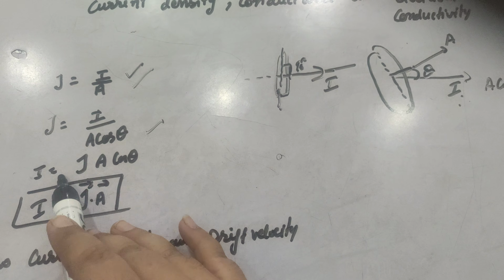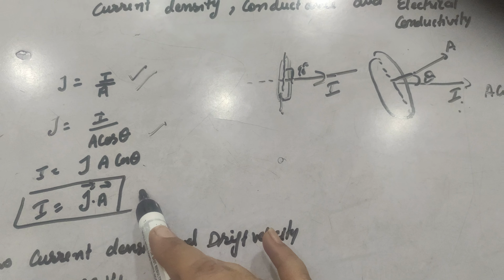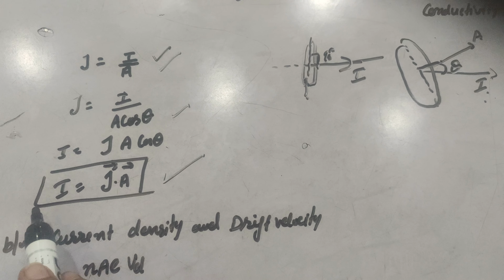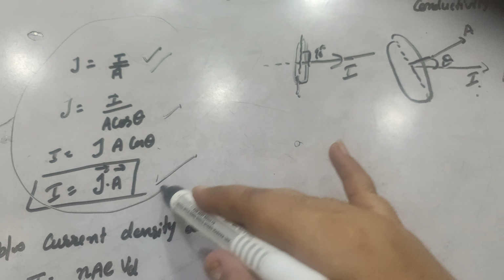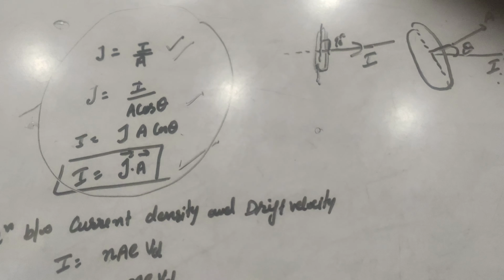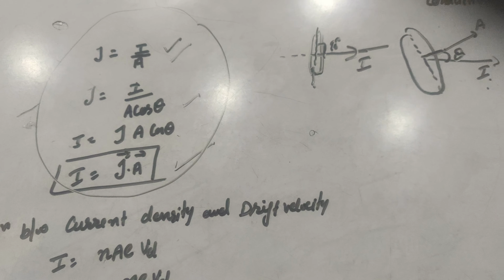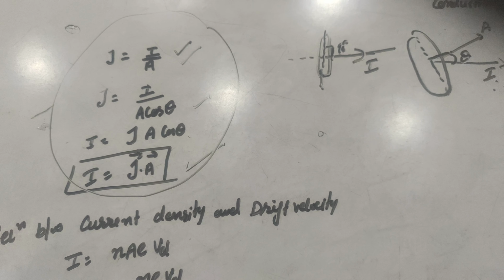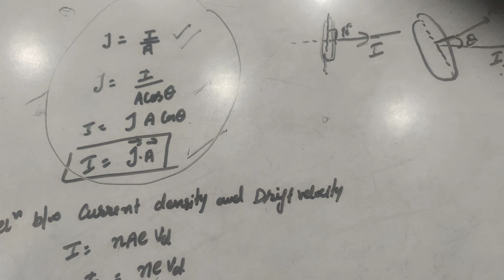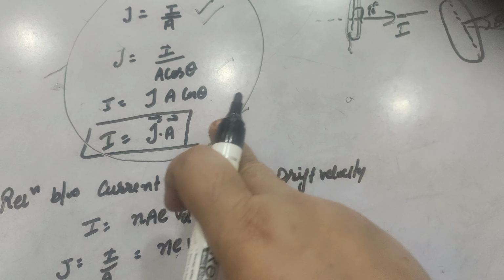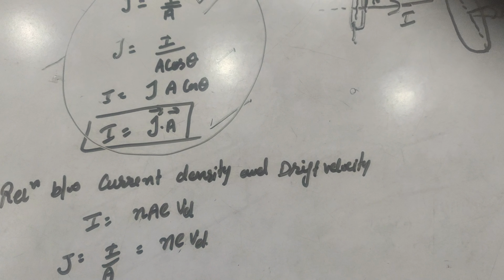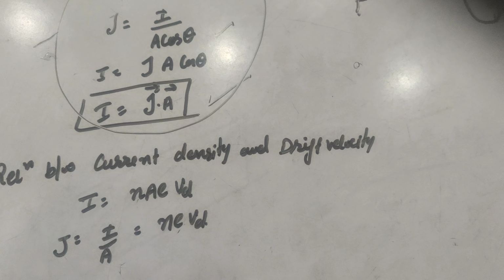So clearly I is equal to J a cos theta, which is a scalar dot product. Hence we can prove from this also that current is a scalar quantity. If question comes that prove that current is a scalar quantity, instead of explaining that charge is a scalar quantity, time is a scalar quantity, we can also prove from this relation also that it is a dot product of two vector quantities, that is why it is a scalar quantity.